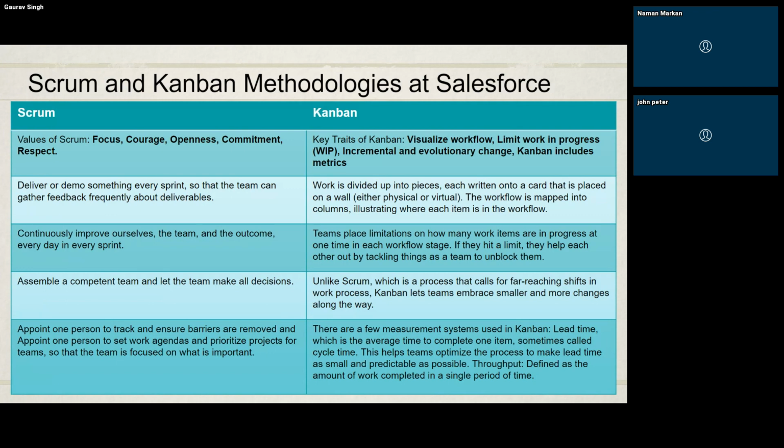Similarly, in Kanban, there are a few measurements like lead time, which is the average time to complete one item, sometimes called cycle time. This helps the team optimize the process to make lead time as small and predictable as possible. Throughput is defined as the amount of work completed in a single period of time. Okay, just an overview of the methodologies. It's up to us how we decide to approach the project. Should we pick Scrum or Kanban? It's up to us how we want to approach it.